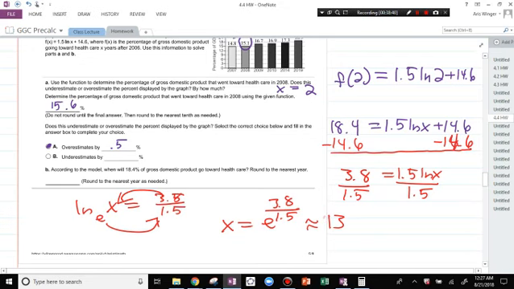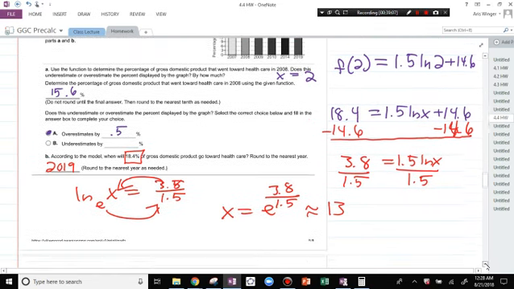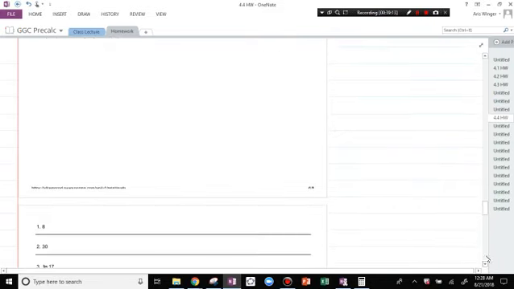So roughly 13 years after 2006, it's 2019. Let's see if that actually fits the data. 18.4%, right? And in 2019 it was 18.9. So it looks like in that year is probably when it happened, sometime earlier in the year. All right, I hope it helps. Oh, wait, no, there's more. Yeah, that is the last one.